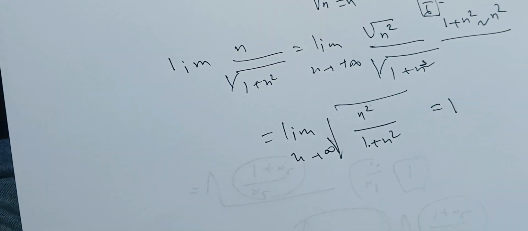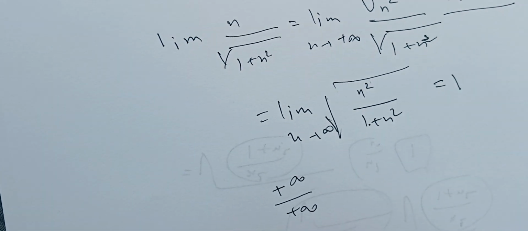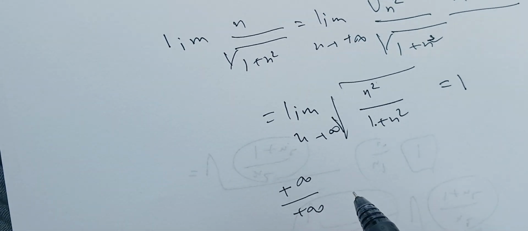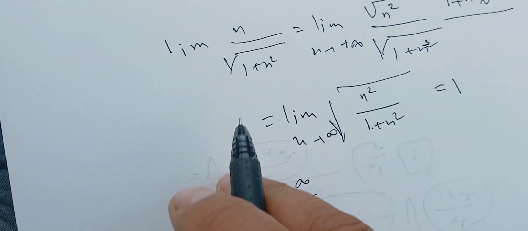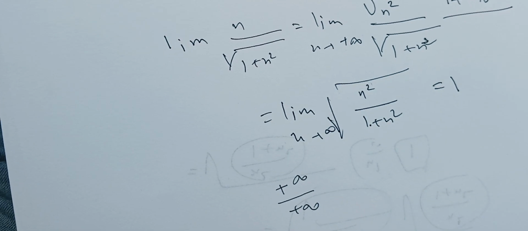So now we are learning something. We learned that plus infinity over plus infinity is an undetermined form, and we have to get rid of it to compute the limit. So this is one of the examples.